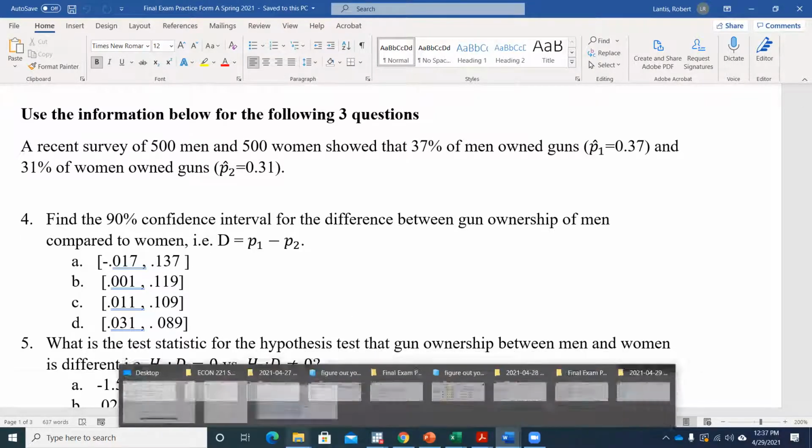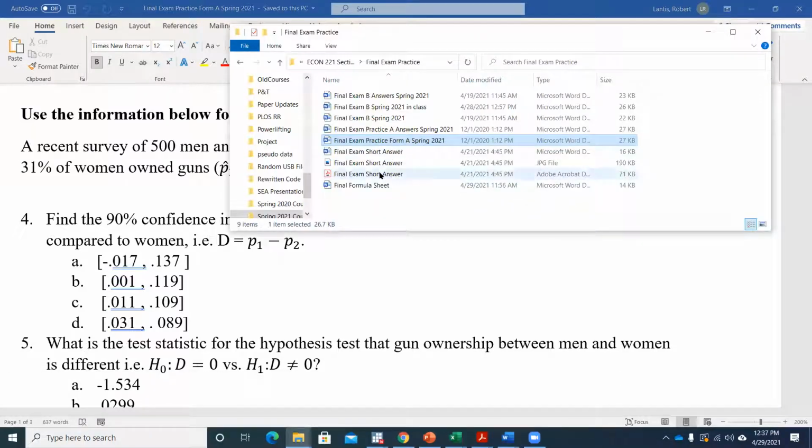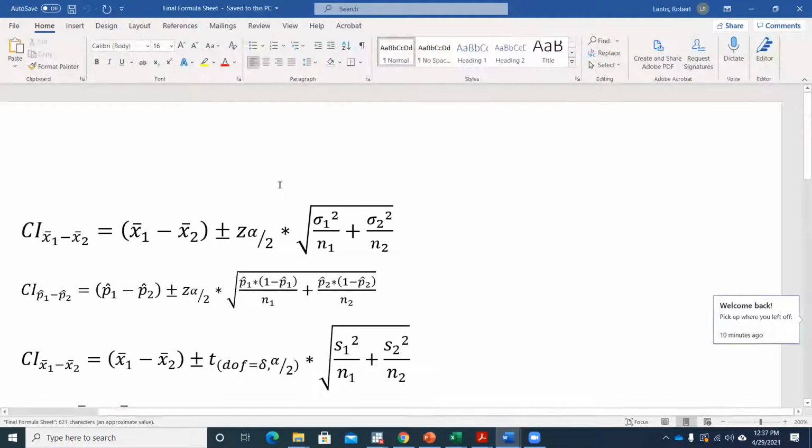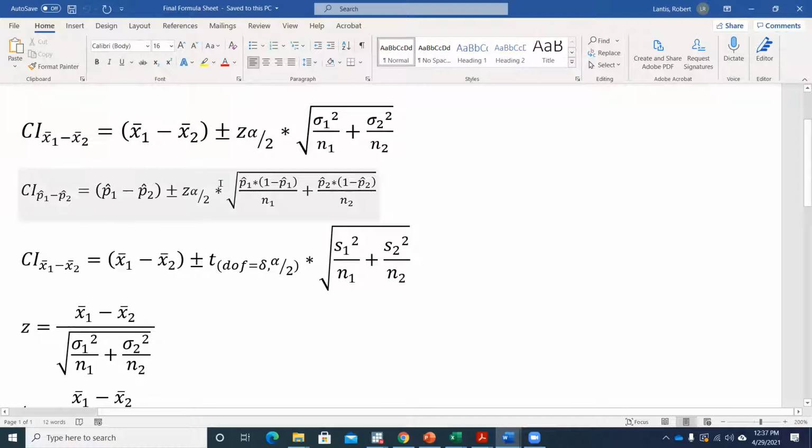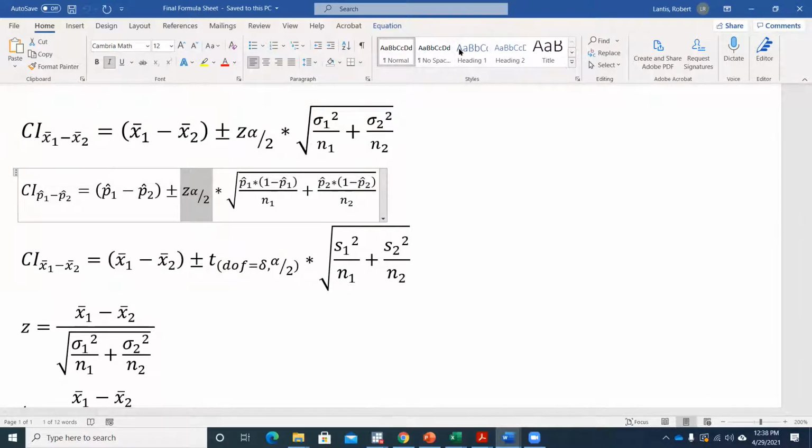We go to our formula sheet. Here we've got some confidence interval equations, and I'm dealing with proportions. So I'll plug in my sample proportions and my sample sizes. The only thing I really need to look up is this z-score. It's going to be the z-value that gives me alpha over 2 on each side of my interval.